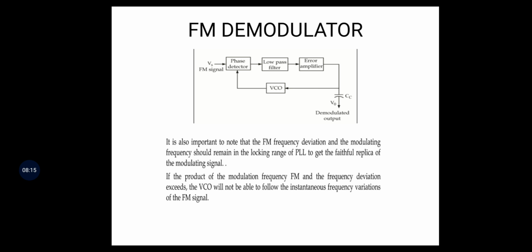It is also important that the FM frequency deviation and the modulating frequency should remain in the locking range of the PLL to get a faithful replica of the modulating signal. If the product of the modulation frequency fm and the frequency deviation exceeds this range, the voltage controlled oscillator will not be able to follow the instantaneous frequency variations of the FM signal.